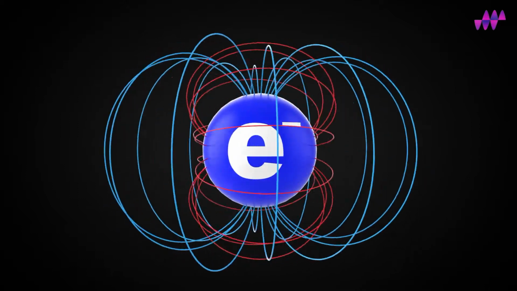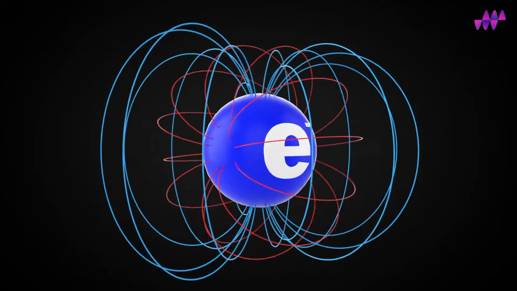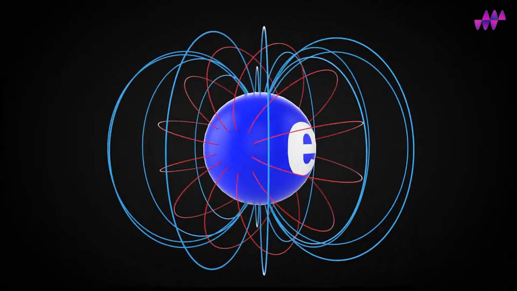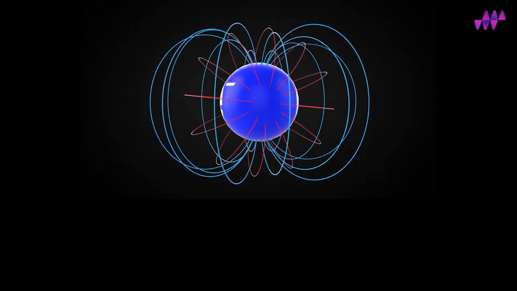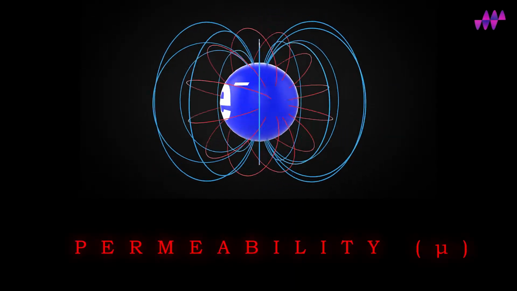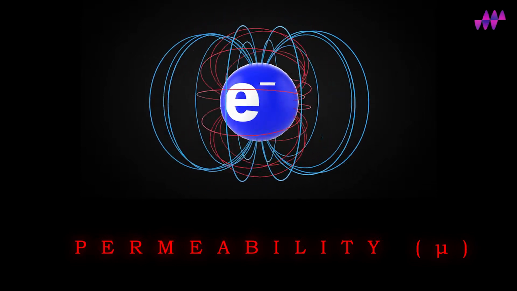Because the electron spins around itself by nature, it creates a rather modest current. This current creates a magnetic moment, which generates a magnetic field, as previously stated. Permeability is the magnetic constant that measures the magnetism induced by the electron spin.